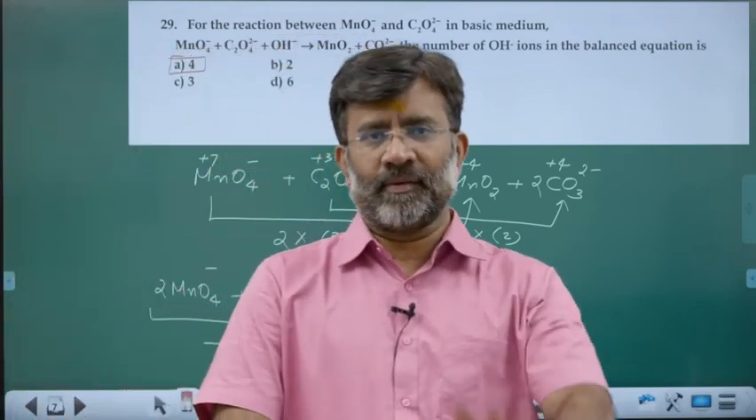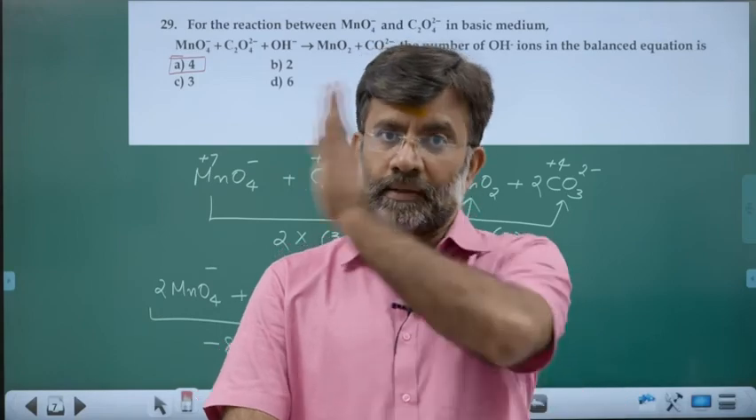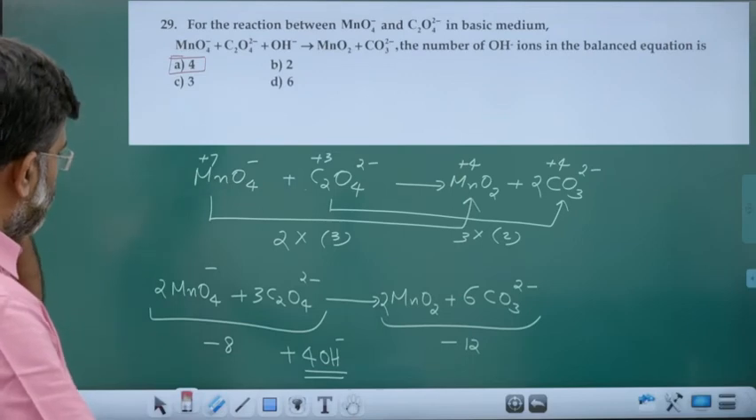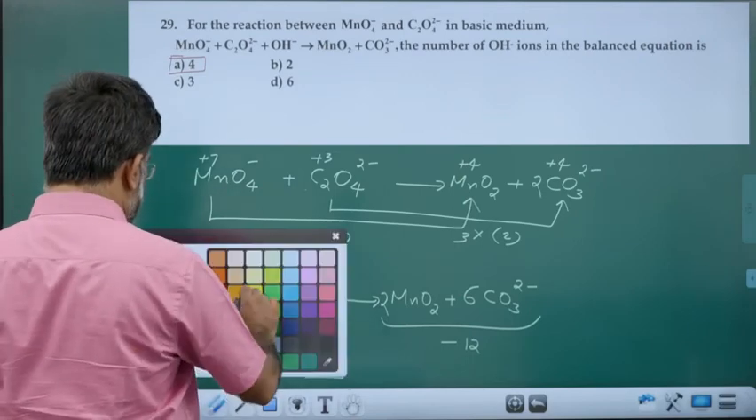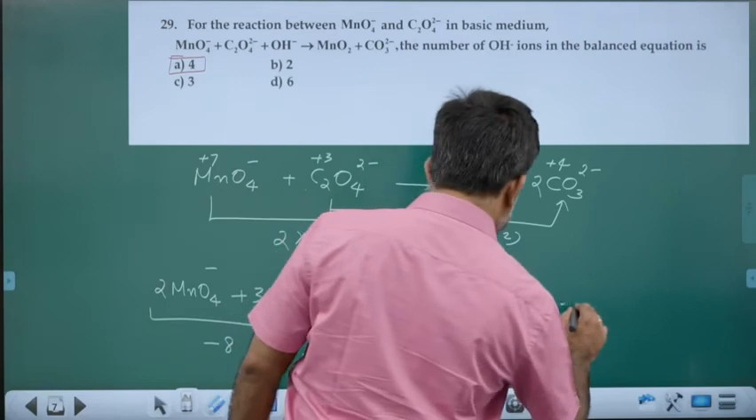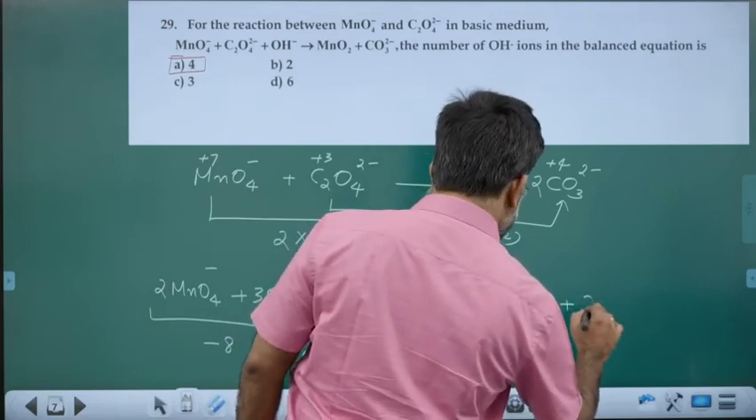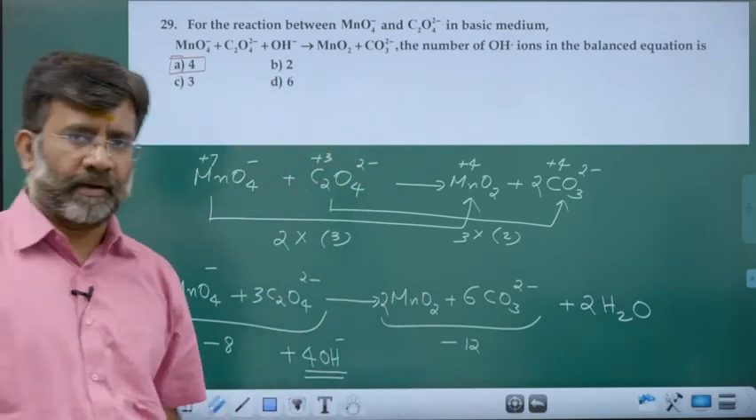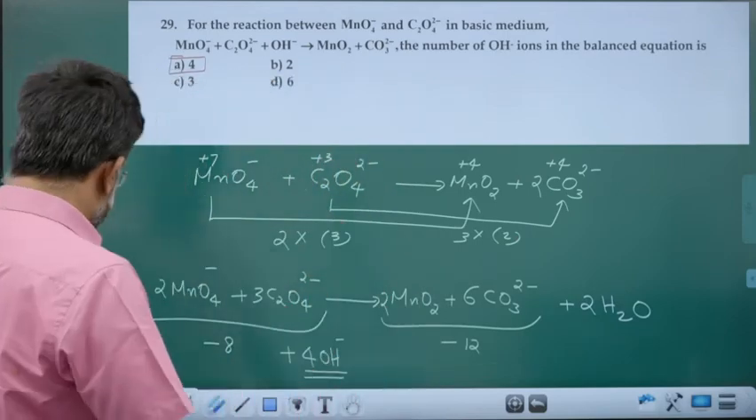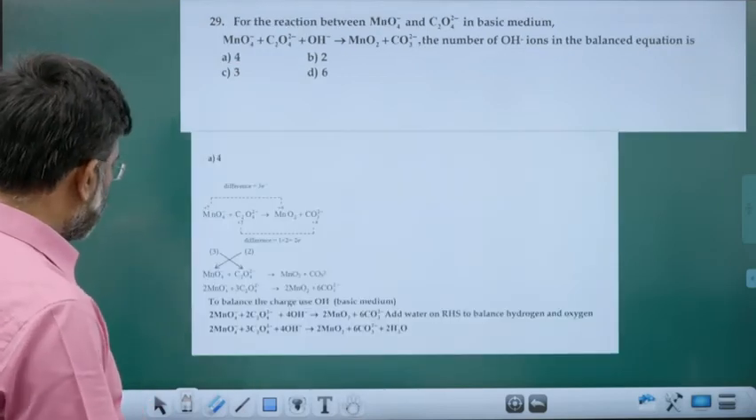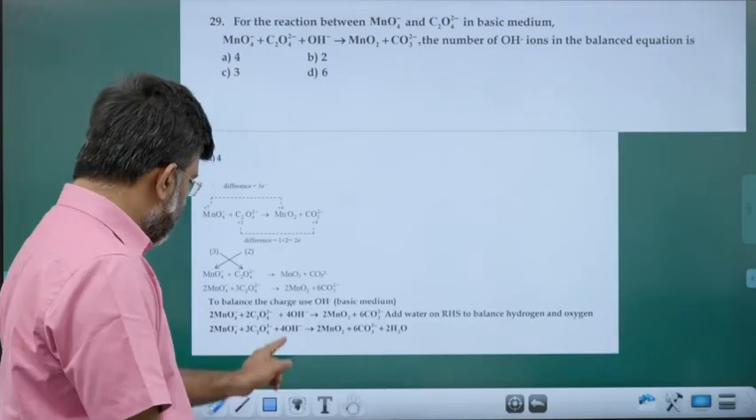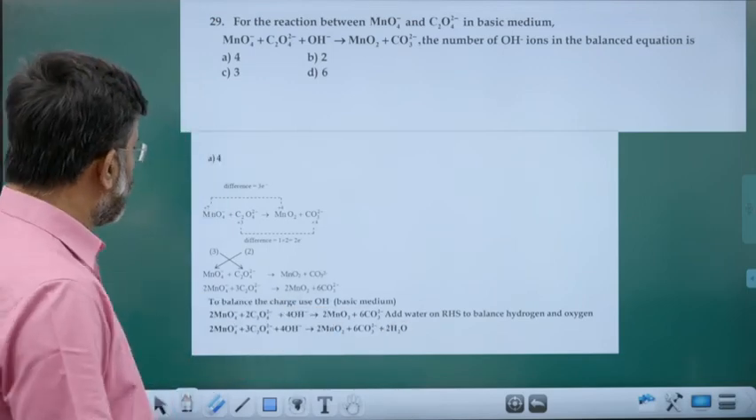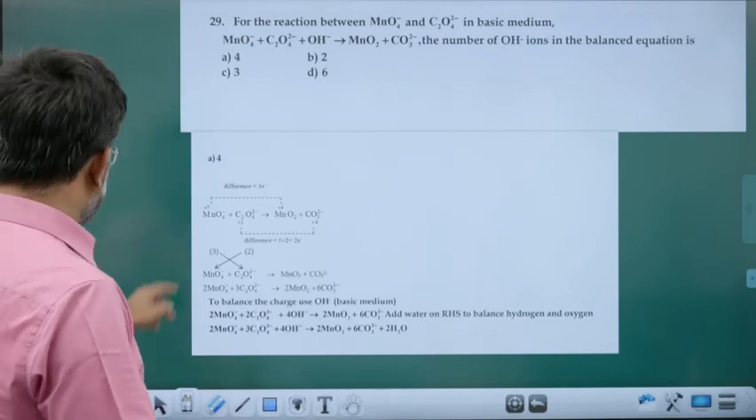Option A, 4. 4 OH minus were on the left hand side. So how many water molecules will come on the right hand side? That also let us finish. It will be 4 H, so it is 2 H2O on the right hand side. Now the entire equation is balanced. This is the balanced equation: 4 OH minus on the left hand side and 2 H2O on the right hand side. The rest of the things we have discussed already. Answer is option A, 4. Next.